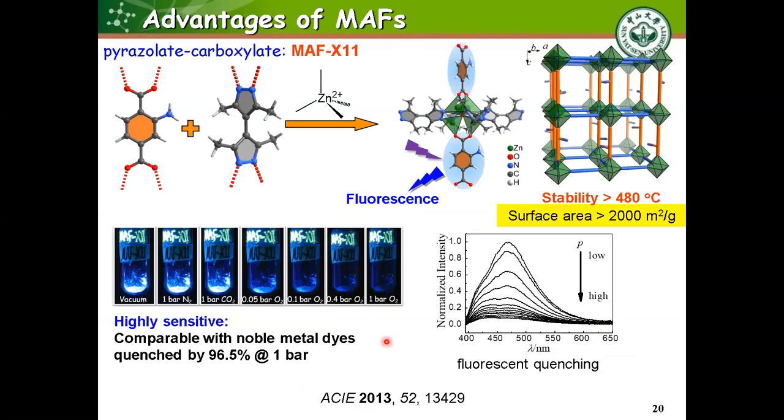MAF-X11 is highly porous and fluorescent. The bright luminescence can be very efficiently quenched by oxygen molecules. Thus, it can serve as a very sensitive oxygen sensor, with a sensitivity comparable with conventional noble metal complexes, although this MAF has only an inexpensive zinc metal.